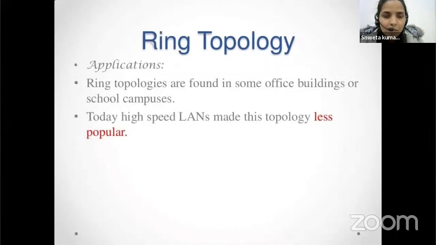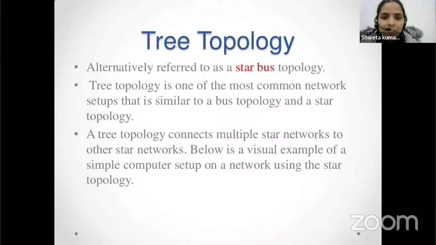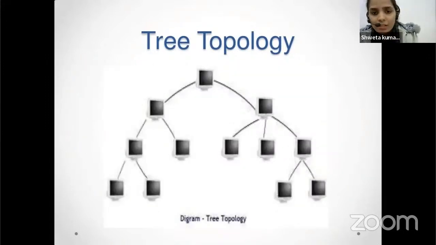Next up, we have tree topology. Tree topology looks like this. Basically, there is a hierarchical system in this. It is alternately referred to as a star-bus topology. Tree topology is one of the most common network setups, similar to bus topology and star topology. A tree topology connects multiple star networks to other star networks. Below is a visual example of a simple computer setup on a network using the star topology. Basically, this is how our tree topology looks.